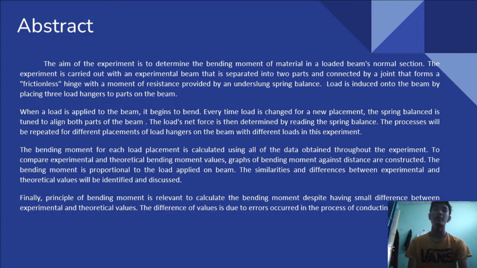To compare experimental and theoretical bending moment values, a graph of bending moment against distance is constructed. The theoretical value will be applied and discussed. Finally, the principle of bending moment is relevant to calculate the bending moment despite having a small difference between the experimental and theoretical value. The difference in value is due to errors that occurred in the process of conducting the experiment.